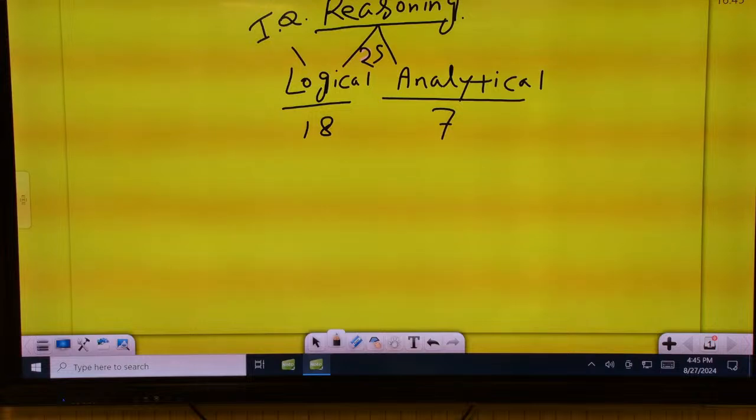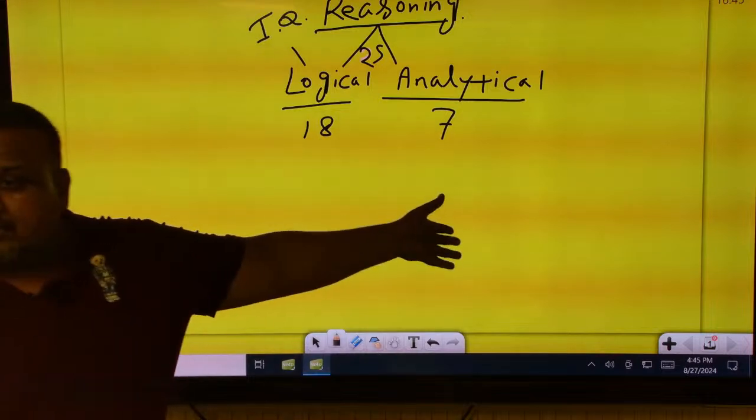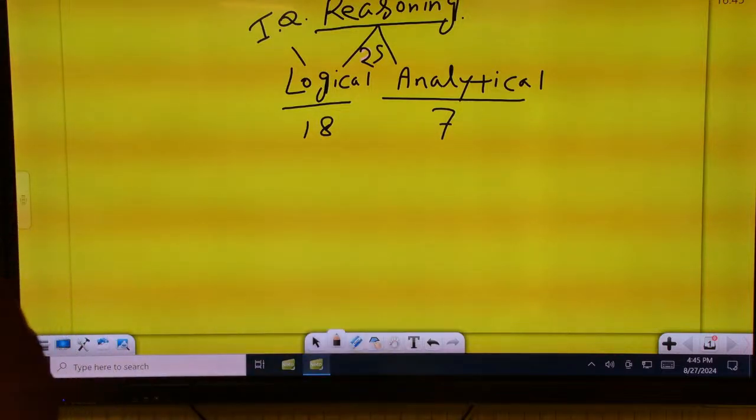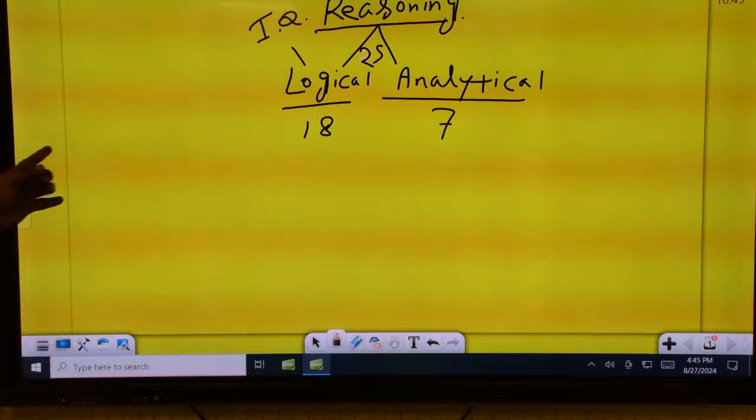And the weightage of those in the exam is 7. 7 means if you are appearing for CGL, they will give you 14 marks. One question carries 2 marks, right? 18 are logical questions without rules, right?